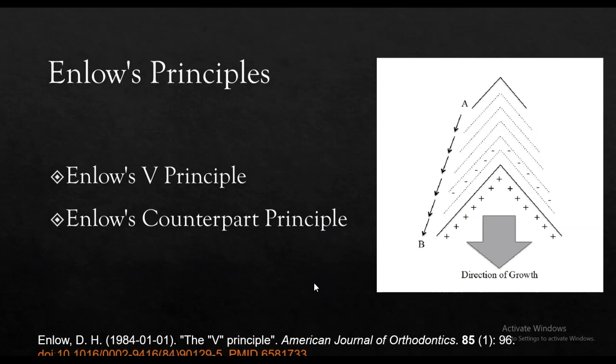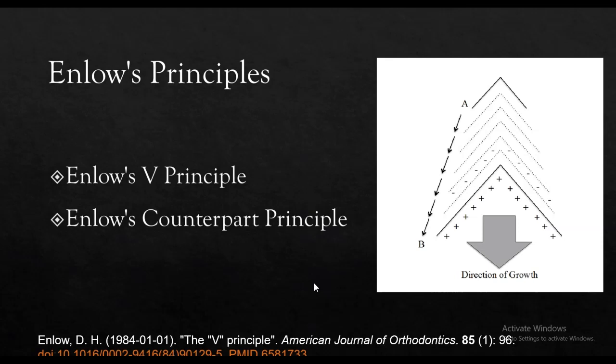Enlow's V principle is related to the bones of the craniofacial skeleton, which have a V-shaped configuration. According to the V principle, bone resorption happens on the outer side of the V, and bone deposition happens on the inner side.